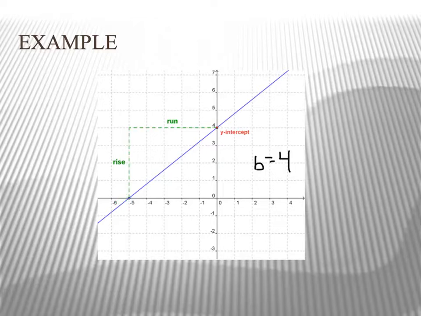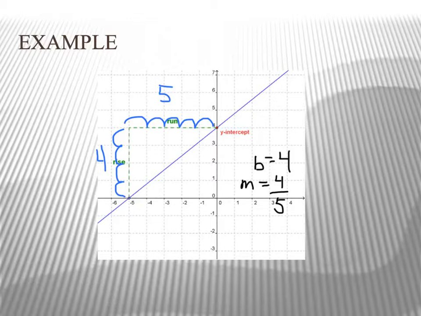Our rise, we go up 1, 2, 3, 4. So our rise is positive 4. And our run is 1, 2, 3, 4, 5. So our rise is positive 4, and our run is 5. So that means our slope, our m, is equal to rise over run, or 4 over 5.